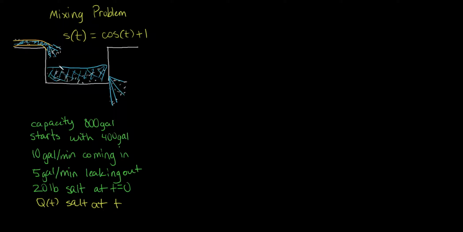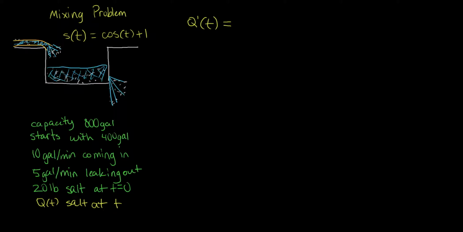Well, it makes sense that we would be writing this as some kind of change in Q. So Q prime of t, this is the change in the amount of salt at any time t. Well, what is this going to be? Well, we know we have two ways the salt is changing. We have the amount of salt that is leaving. We have this salt, and the amount of salt that's coming into the pool.